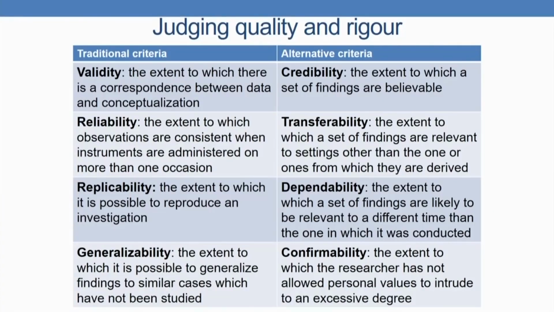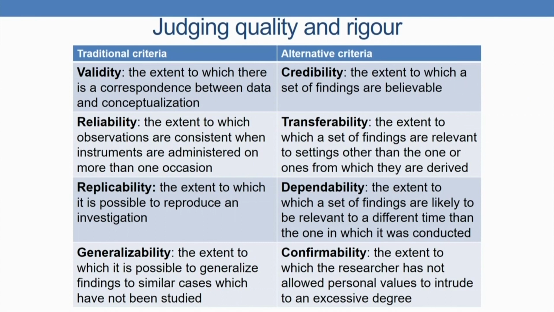So, some of the traditional criteria that are used to judge quality and rigor in social science research, following quantitative and qualitative techniques of doing research, are as follows. So, first is validity. Validity would mean the extent to which there is a correspondence between data and conceptualization, whether we have validated our data with respect to the way the research question has been conceptualized. The second criterion is that of reliability, which is the extent to which observations are consistent when instruments are administered on more than one occasion.